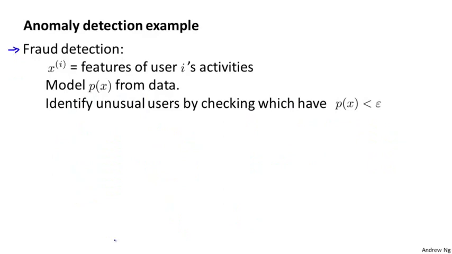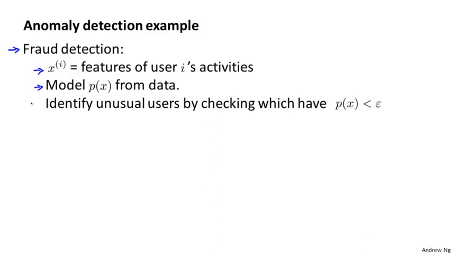Perhaps the most common application of anomaly detection is actually fraud detection. If you have many users, and if each of your users take different activities, maybe on your website or in a physical plant or something, you can compute features, xi, of the different users' activities, and what you can do is build a model to say, what is the probability of different users behaving different ways? So what is the probability of a particular vector of features of a user's behavior?